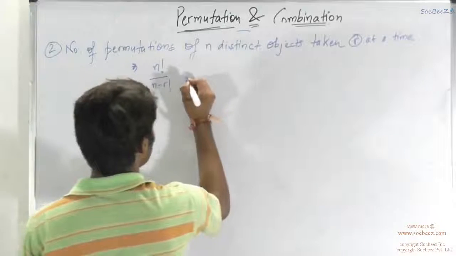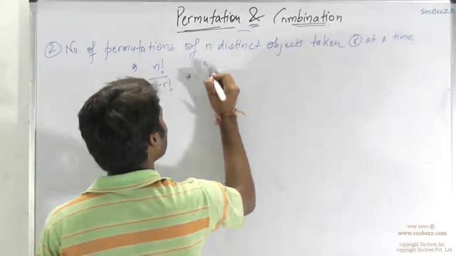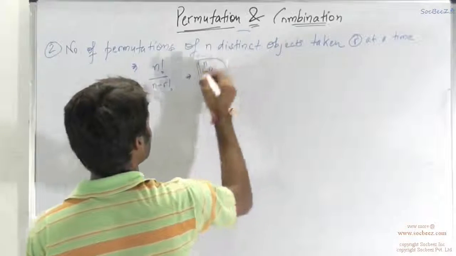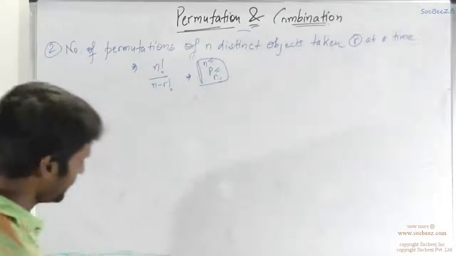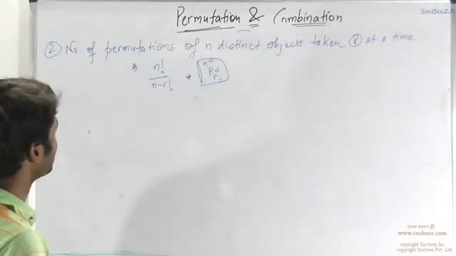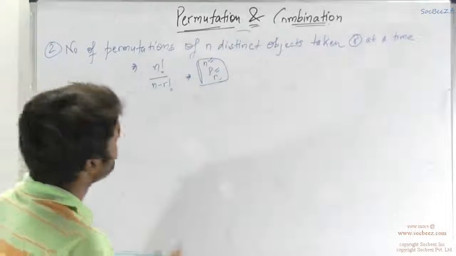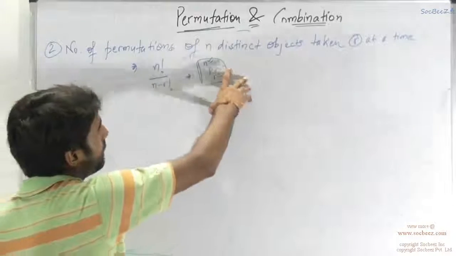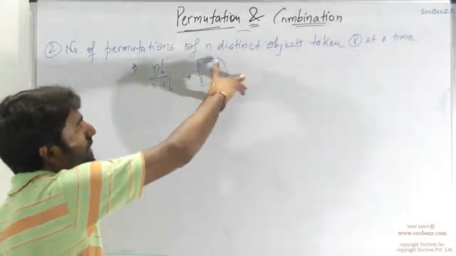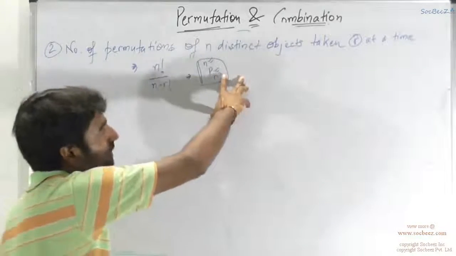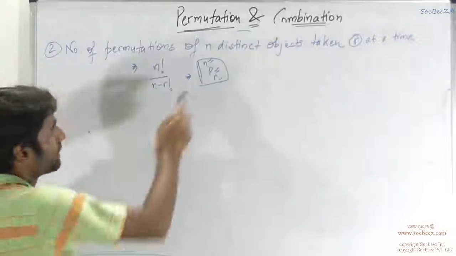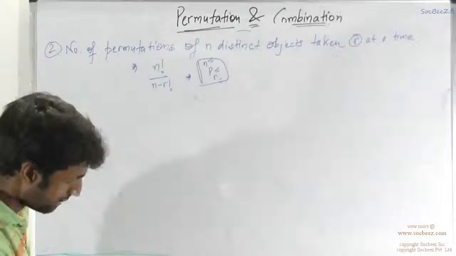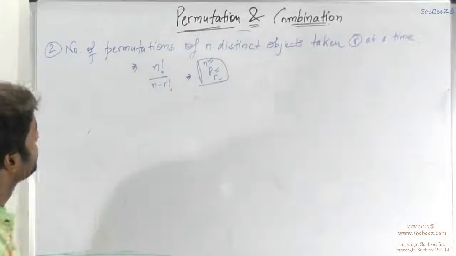This is generally denoted by nPr. That is, n is the total number, P means permutation, and r means how many are taken at a time. This is the general notation for writing this. This means you have to find the number of permutations of n distinct numbers taking r at a time, and the value is n factorial upon n minus r factorial. Okay.